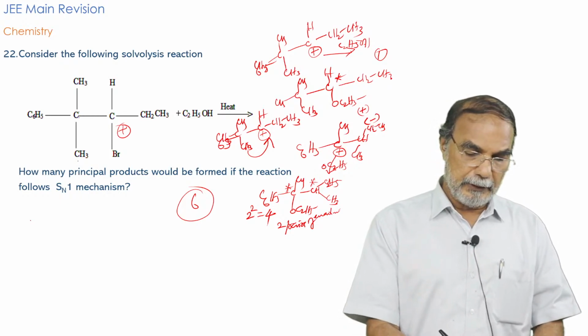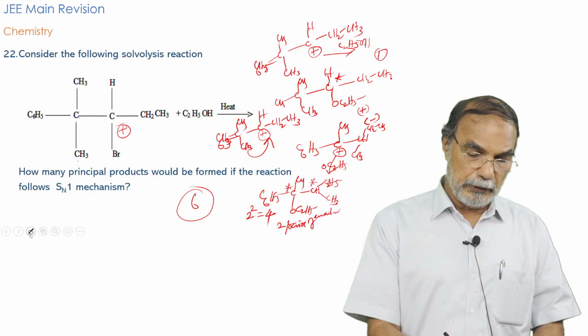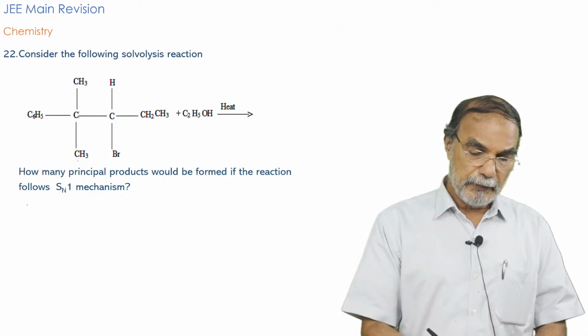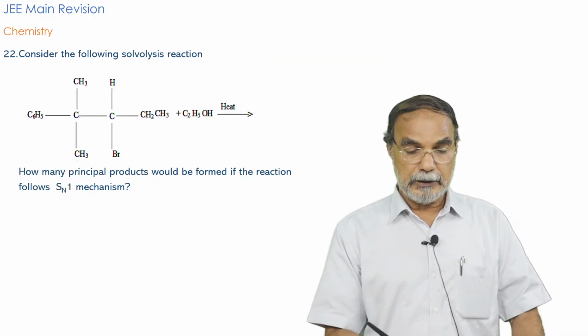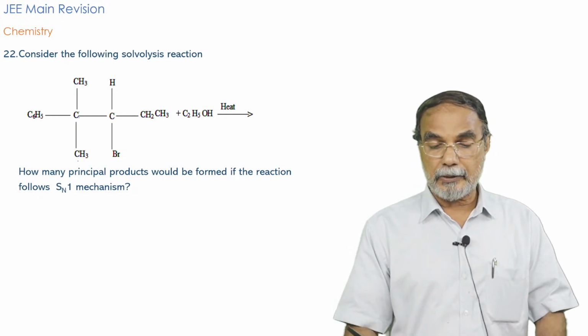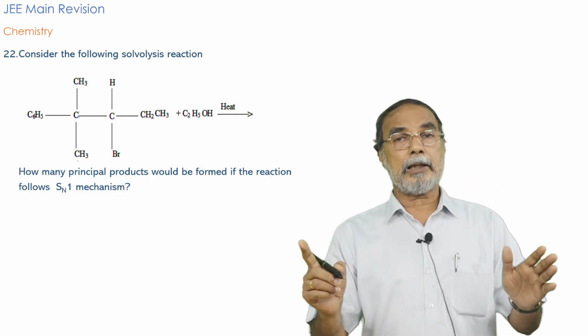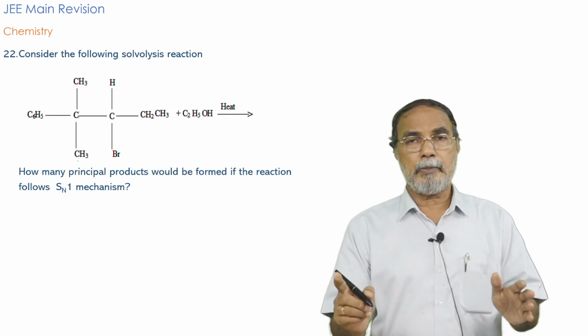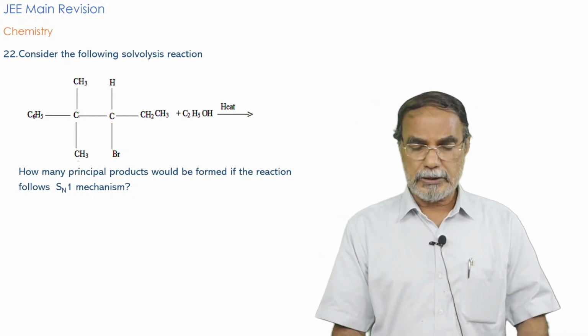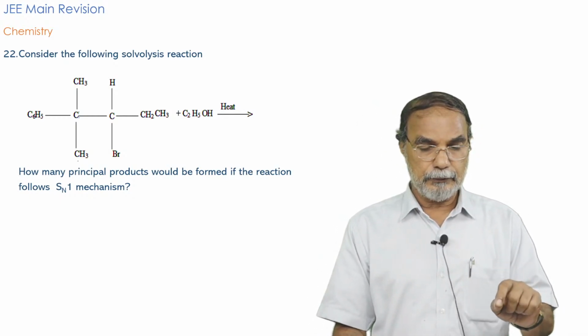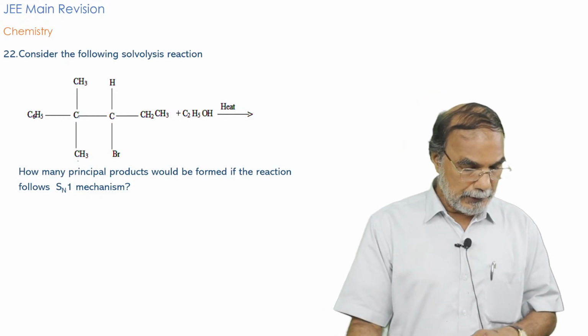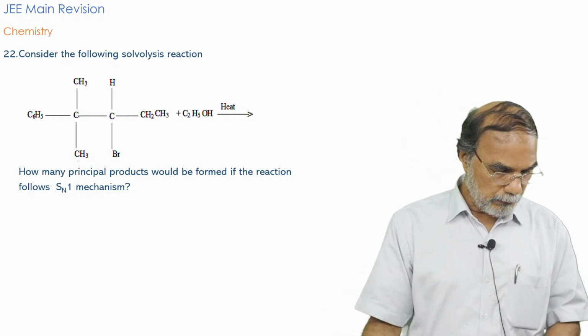Again, one has to be very careful about the stereochemistry. You have to check whether the product obtained is chiral or not. If it contains 2 chiral carbon atoms which are dissimilar, remember you will get 2 pairs of enantiomers. So that tells you that from this compound you have as many as 6 compounds.